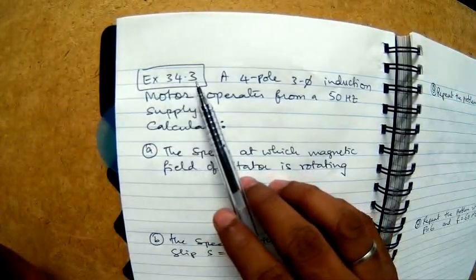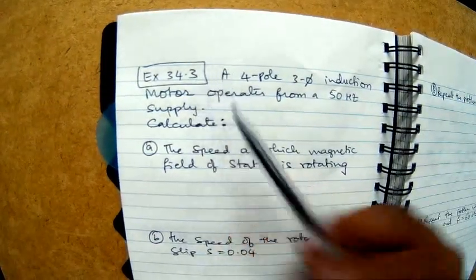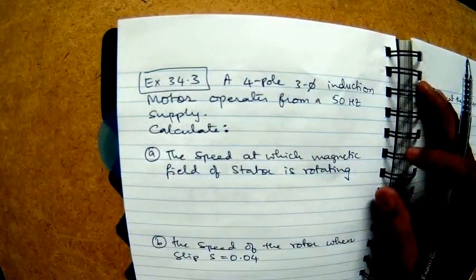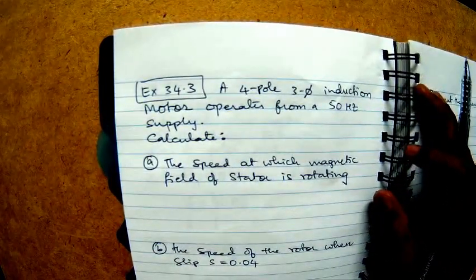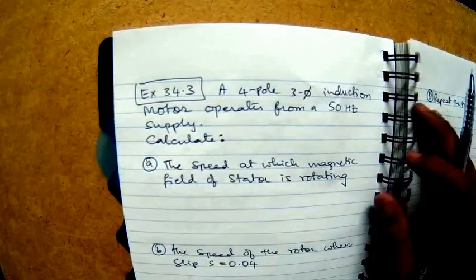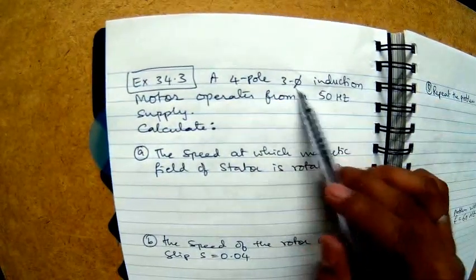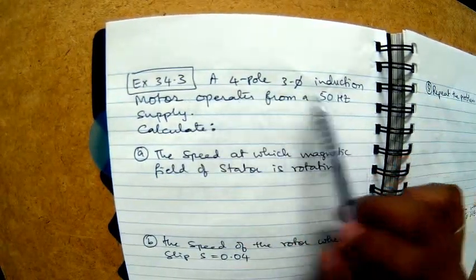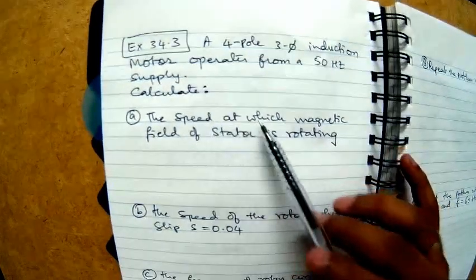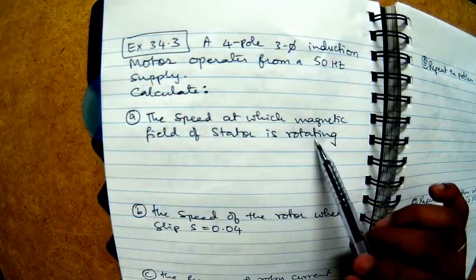This is example 34.3 from the book on electrical technology. The information about the book I'll leave in the description. So let's look at the problem itself. A 4-pole 3-phase induction motor operates from a 50 Hz supply. Calculate the speed at which the magnetic field of the stator is rotating.